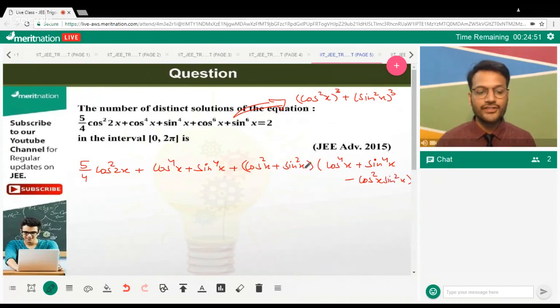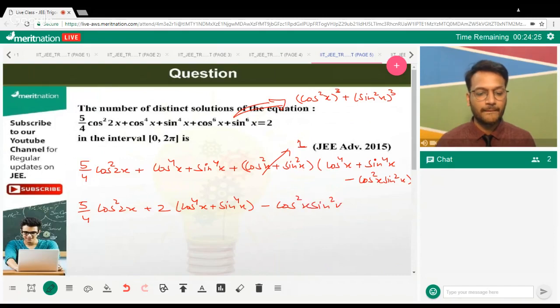Now we all know that cos square plus sine square is equal to 1. So this turns out to be 1. You're just left with this bracket. If you open the bracket, basically this is being added twice. So it'll be twice of 5 by 4 cos square 2x plus twice of cos x to the power 4 plus sine x to the power 4 minus cos square x sine square x. Now we can write this cos to the power 4 plus sine to the power 4 in a very simple way.